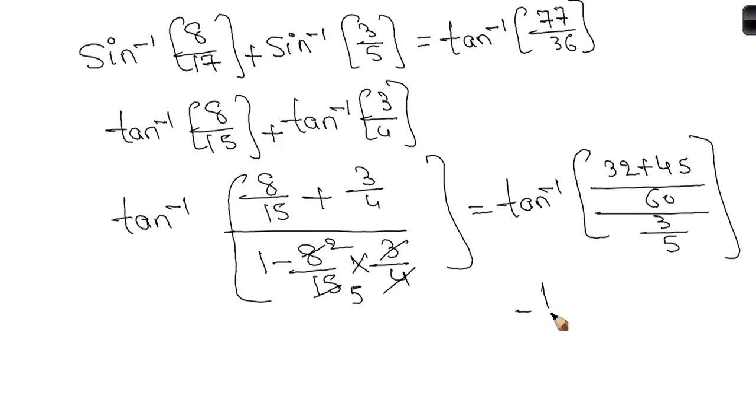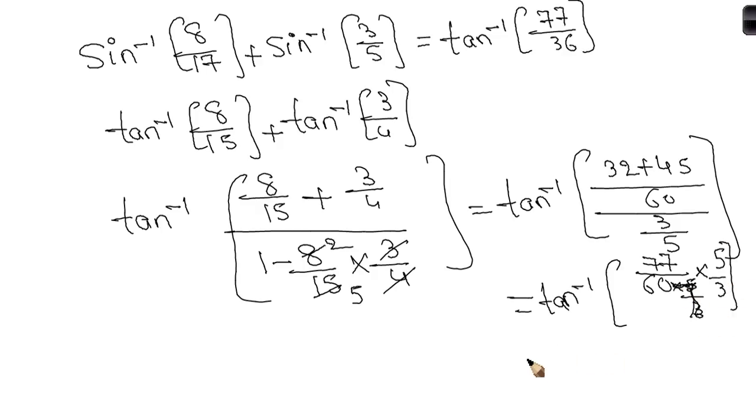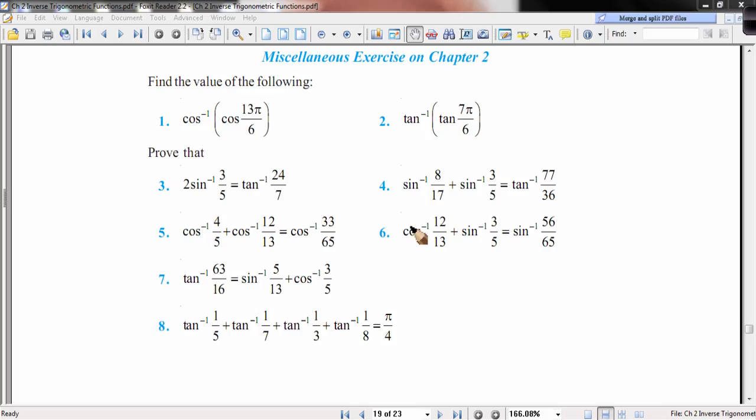So that is tan inverse of 77 upon 60 times 5 by 3. Sorry, 5 by 3. So that is tan inverse of 77 upon 36. Hence proved. Very good. Lengthy calculations, make sure that we do not make any mistakes.